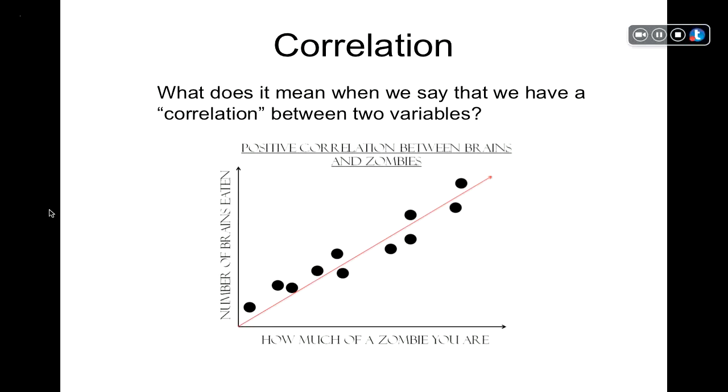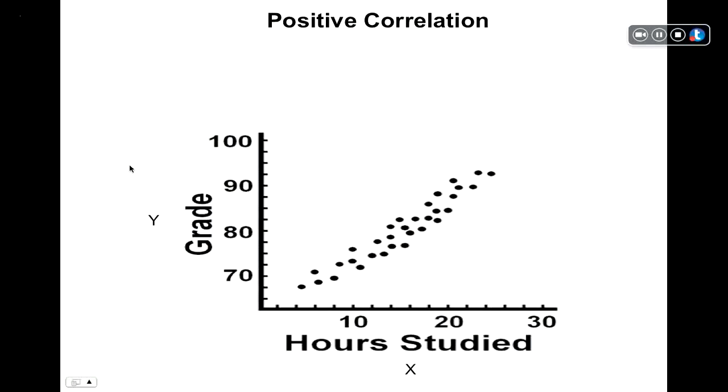So hopping on the zombie craze here, we've got a graph here. On the x-axis, we've got how much of a zombie you are, going from on the left, not so much of a zombie over here to the right, to being a full zombie. And then on the y-axis here we have number of brains eaten. So the correlation here is described as a positive one between brains and zombies. So we could say that brains eaten varies as a function of how much of a zombie you are, such that the more of a zombie you are, the greater number of brains you are eating. So this is an example of a positive correlation. I'm kind of jumping the gun. I want to get at these one by one.